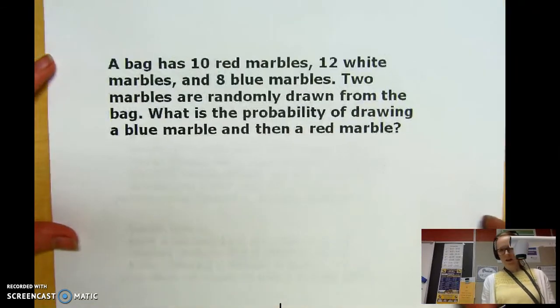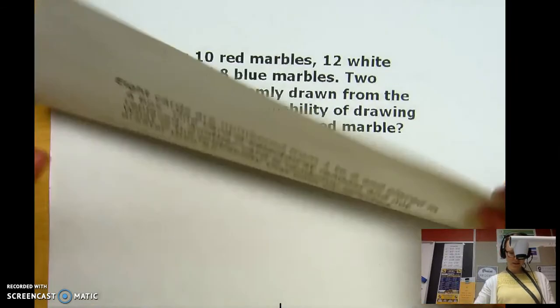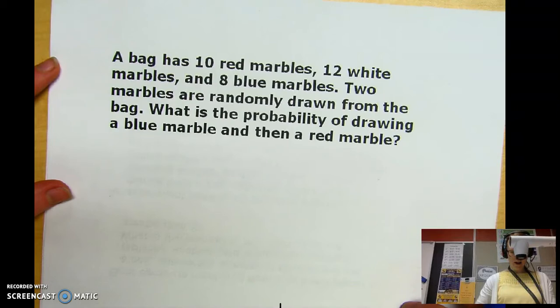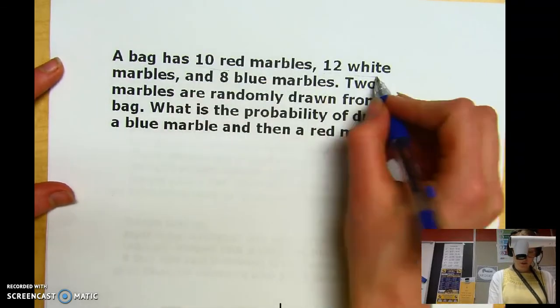All right, let's move on. So we can do a marbles example. There are a lot of different examples in here. In this case, we have 10 red, 12 white, 8 blue.